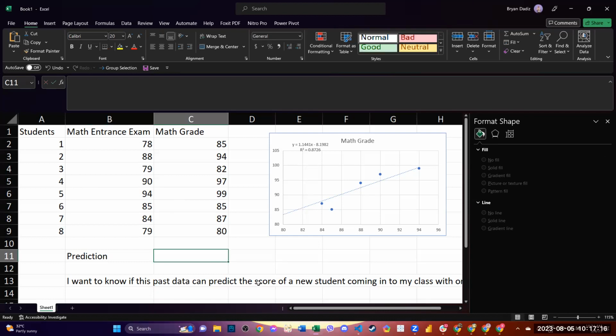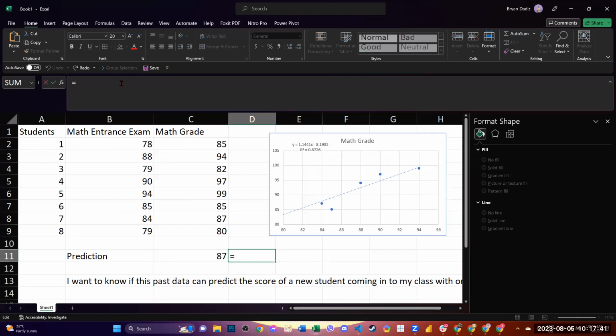let's say a new student came in. The new student has a grade of 87. Okay. What can be his math grade using my past data? How can I predict that?